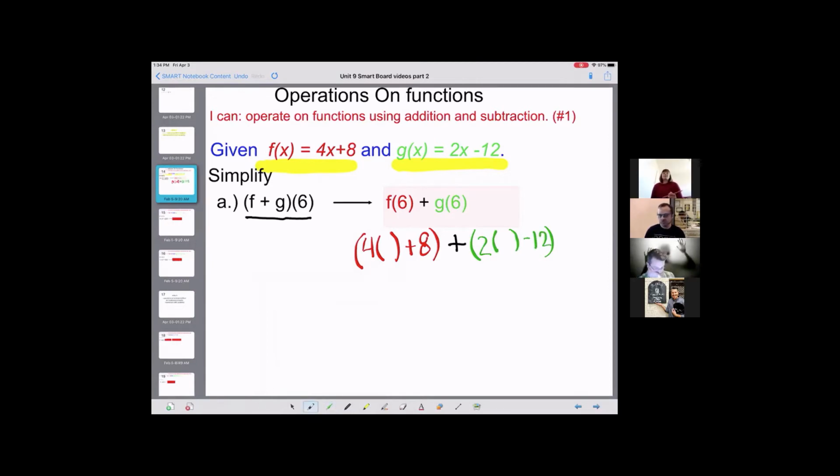Now it's time to substitute. We're going to remove the x's, and in those parentheses, we're going to put 6 because we're doing f plus g of 6. Now we have kind of a big expression that looks like the ones we reviewed in video 1. We could take the time to work in our red set of parentheses, simplify 4 times 6 plus 8, work in our green parentheses, and simplify 2 times 6 minus 12, and then add them all together. But Mr. Nelson's going to show us a quicker and easier way using the calculator.